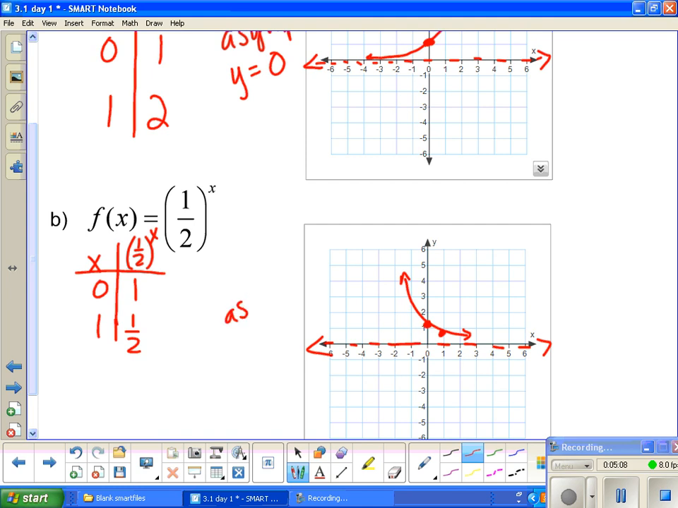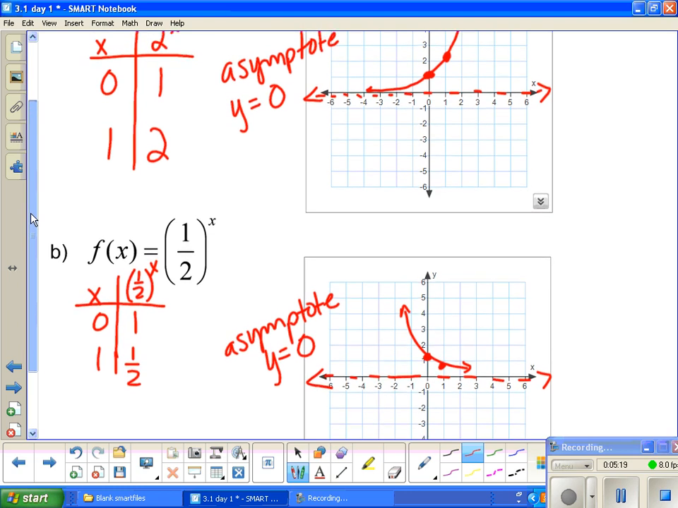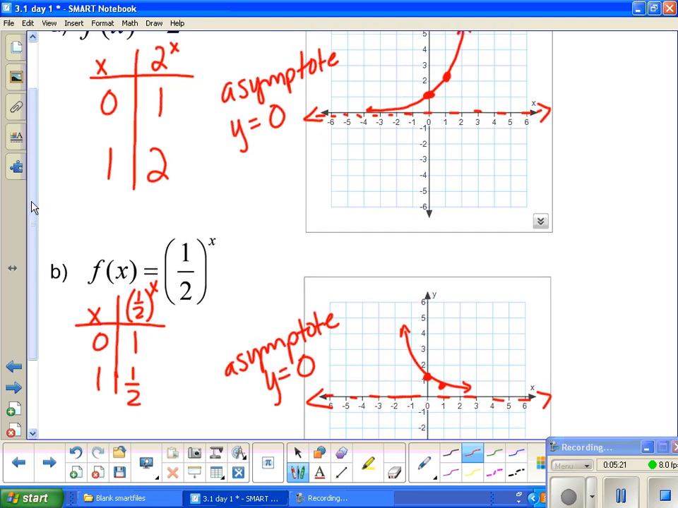So I have an asymptote at y equal 0. Notice one graph is increasing, the top graph is increasing, and the bottom graph is decreasing. What's the difference? It's the base of an exponential. The base of this one is greater than 1. The base of this one is between 0 and 1. That gives me a hint if it's going to be an increasing or decreasing graph.